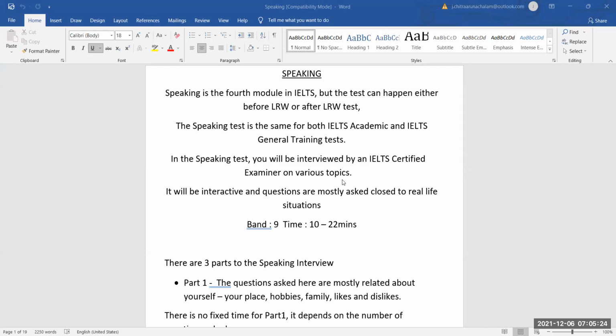Each and every module is for 9 bands, and it's up to you to go with either paper-based test or computer-based test. Okay, just give me a second.